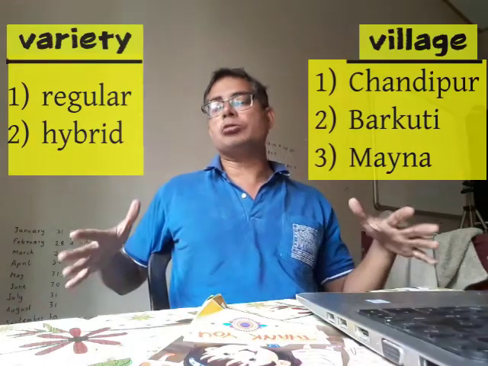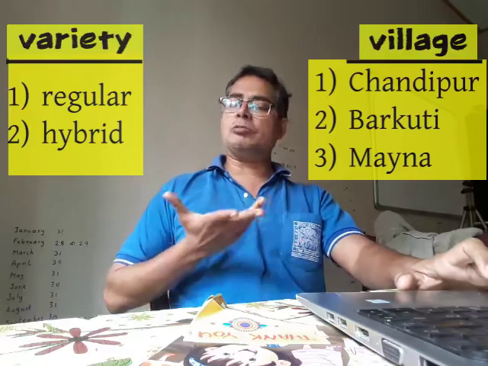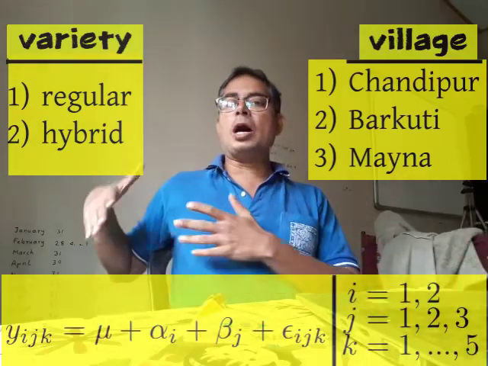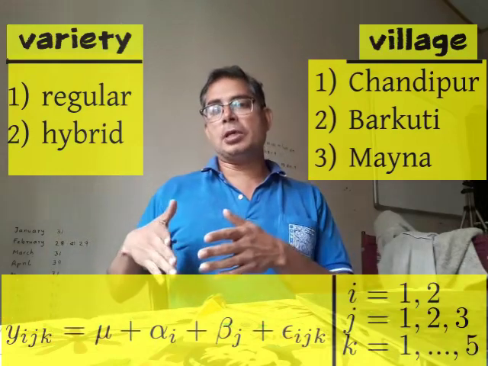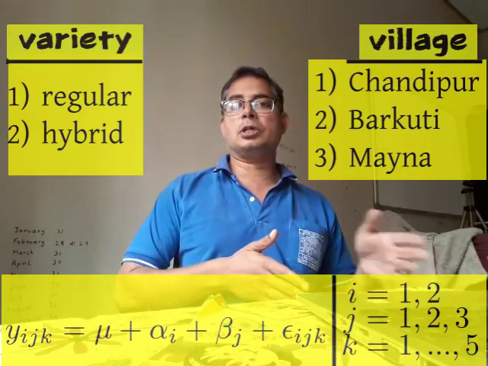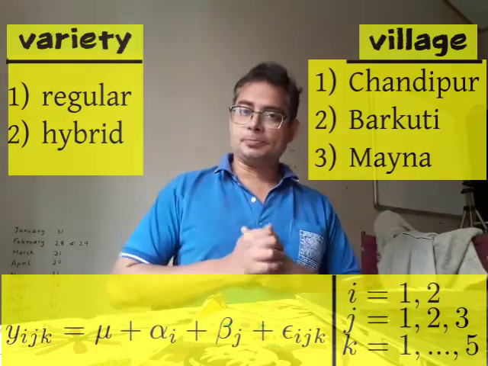Now we know how to set up the model. Typically in such a case, interaction is not a very natural thing to expect. So we have no interaction. So y_ijk equals mu plus alpha_i plus beta_j plus epsilon_ijk, i from 1 to 2, j from 1 to 3, and suppose the number of replications is 5, k from 1 to 5.